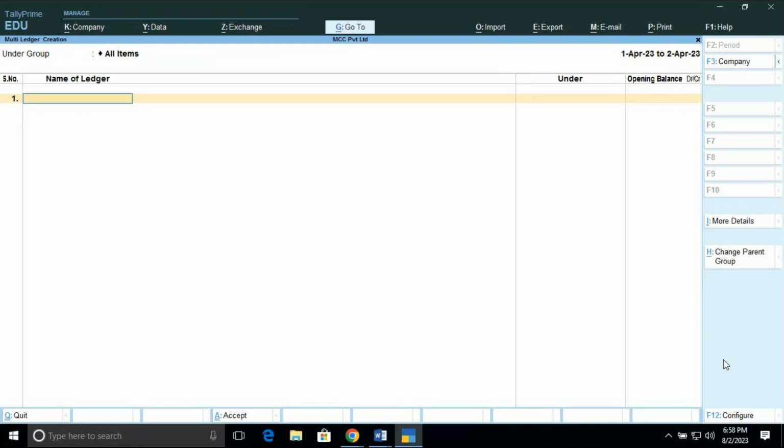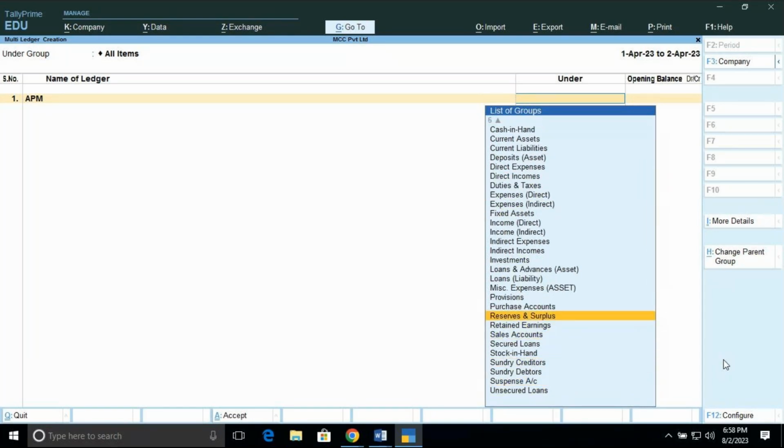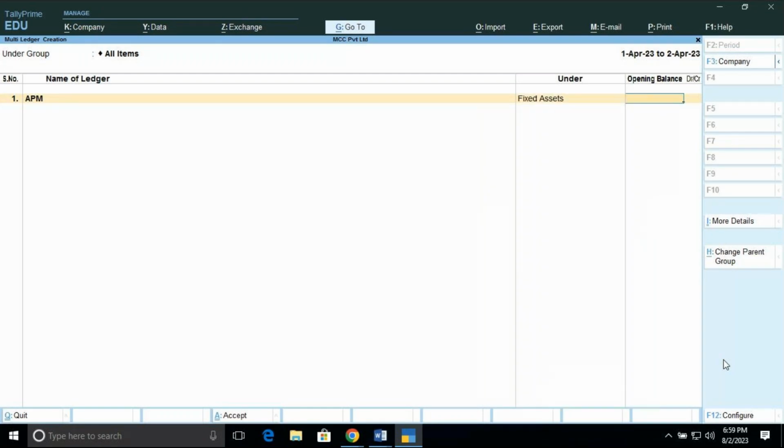You yourself will observe now. Say attendance punching machine. I'll say APM, I'll use the short form for attendance punching machine. So which group is this? This is a group we are going to link. Yes, fixed asset. Good. Fixed asset. Don't give opening balance because we are buying.